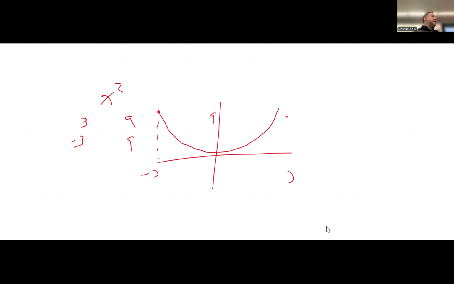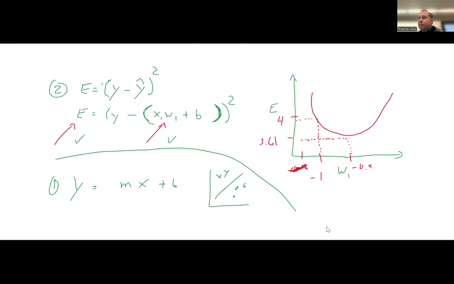Okay, so the trick then, the intuition is, if we go back to the previous one, what is the objective with the error value? What do you want the error value to be? This is actually the value, right? So this was 4, and this is 3.61. What did we say about that error value?